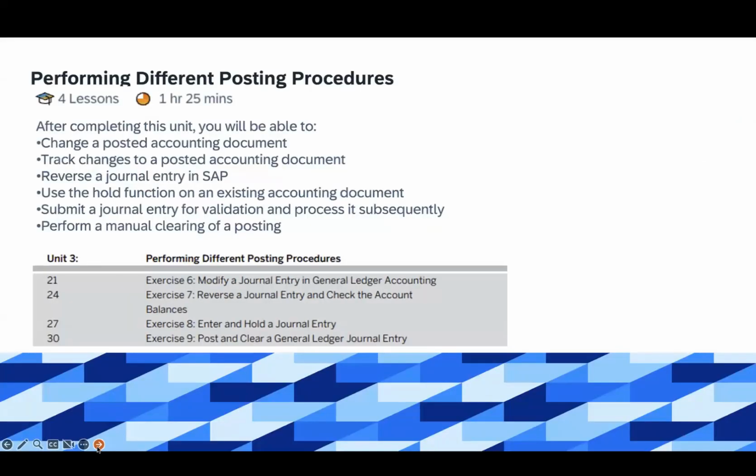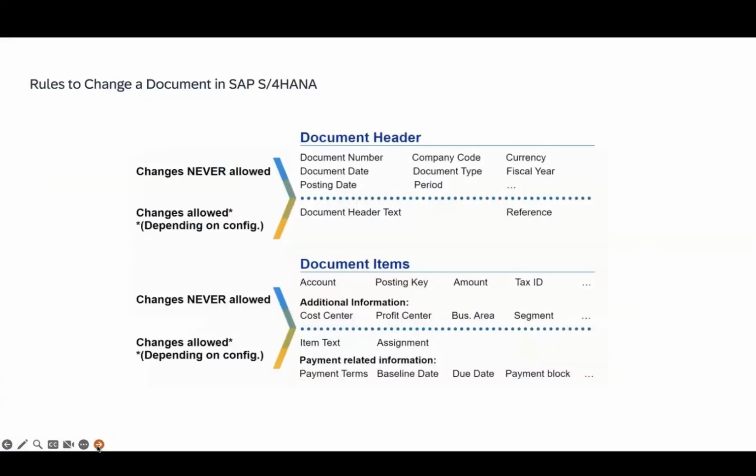As we move on to the next main lesson, performing different posting procedures. When we're dealing with documents, we can actually change them. Yeah, the general rule is once a transaction is posted, that's it. You can't change it. Well, there are some things you can change within documents. They don't have anything to do with the valuation. But what you can change is things like the document header text, so your explanation of what the document is there for, so you can amend that.